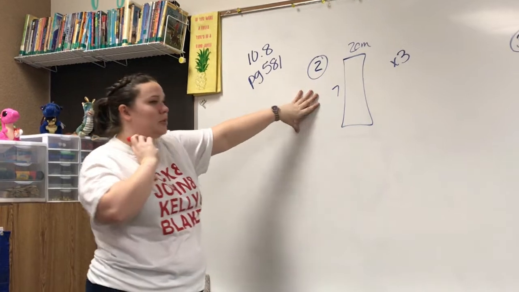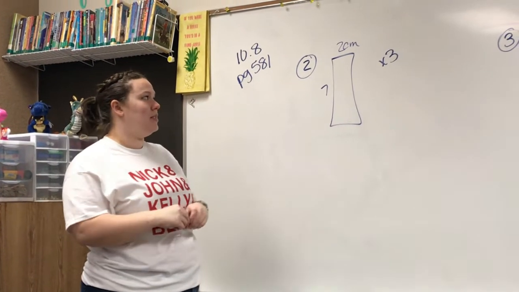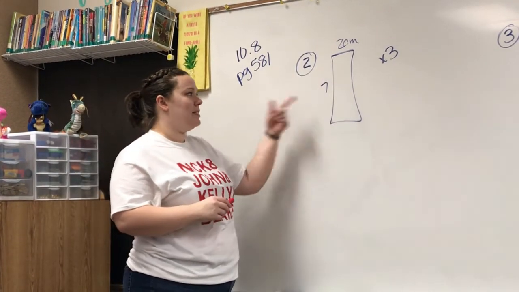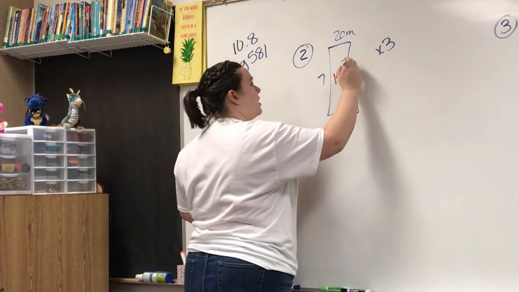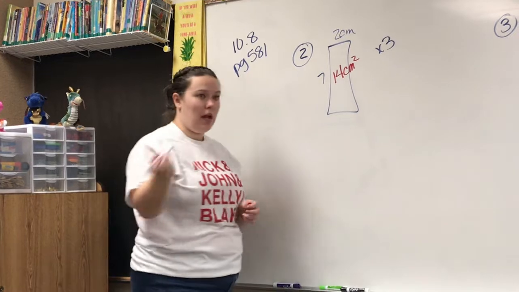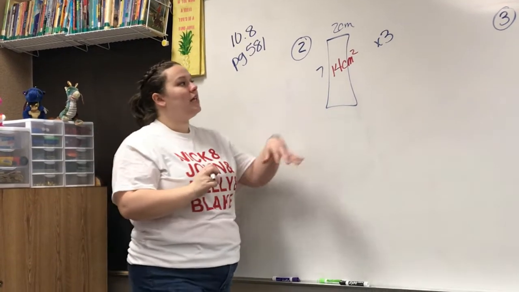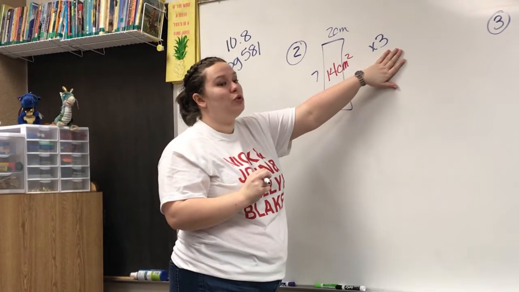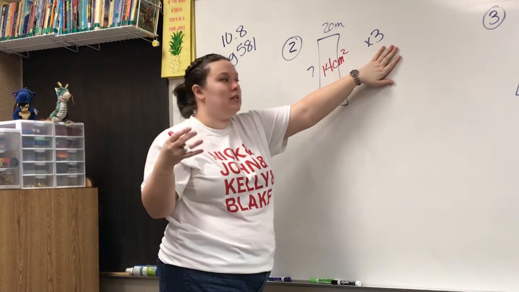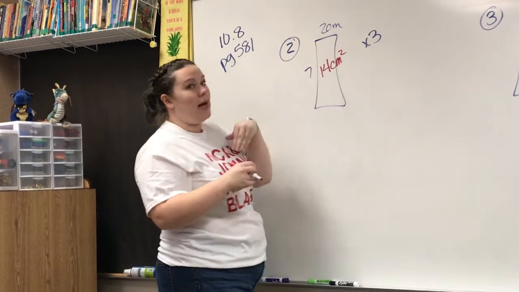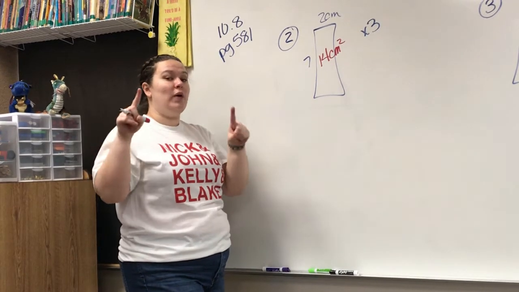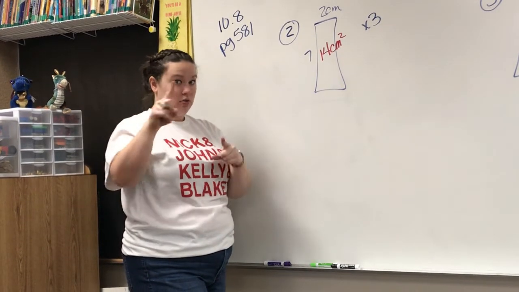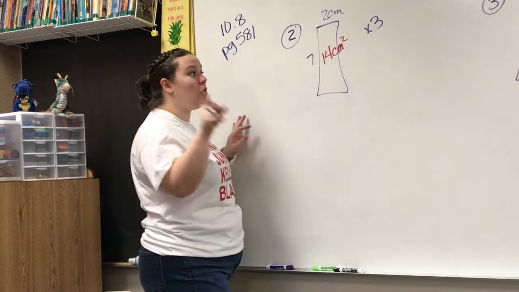So on problem number 2, it says there's a rectangle. Its dimensions are 2 by 7. Originally, that would be 14 centimeters squared. That would be the area. But then they're saying, no, we want you to triple or multiply times 3 the sides. This is how people do it wrong. Did you hear that? This is wrong.